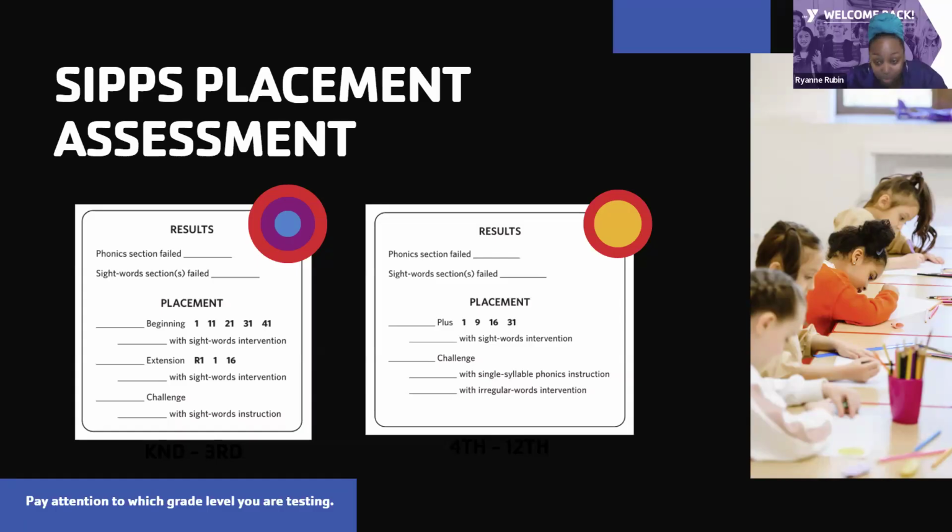Now, there are some programs that use SIPPS and their older kids are really, really low. If you find that is the case and plus is too hard for them, go ahead and test them in the K through third curriculum. But definitely try them in plus first. If that information is still way too hard for them, you're absolutely able to use the K through third curriculum. But pay attention to which grade level you are testing. You don't want to double test the student on something they don't need to be tested on, or give them something that's going to be extremely too hard. Make sure you're testing the right grade initially.